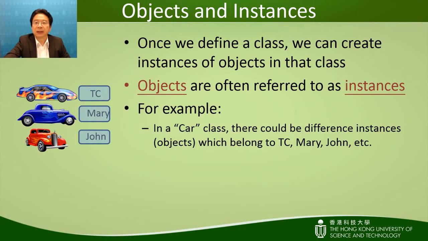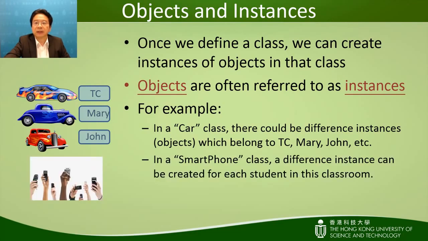In a smartphone class, a different instance can be created for each student in this course. Similarly, if a class of students is defined, instances of students can be created for representing each student in the class. So the class here can be referred to as the software class as well as the view class. In Java, instances of objects are created using constructors and the keyword new. I'll come back to these later in the lecture.